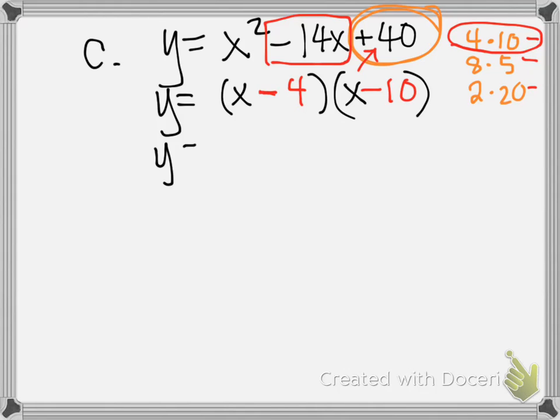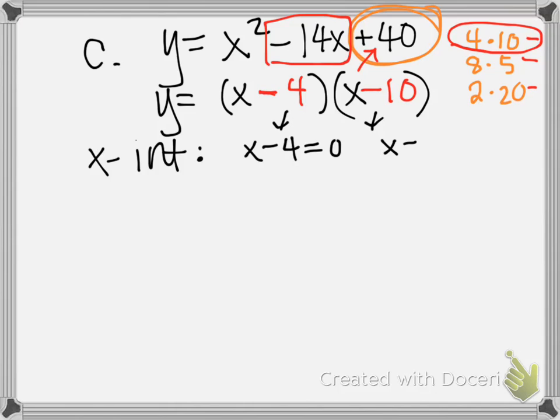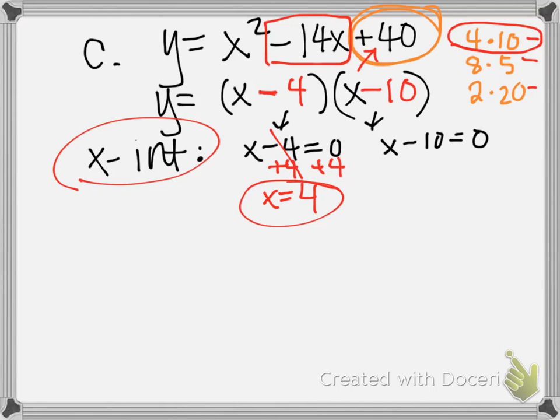Okay, now I need to get my x-intercepts, right? So my x-intercepts, remember, I get from solving both of these set equal to 0. So x minus 4 equals 0, and x minus 10 equals 0. And then I'm just going to cancel it out and solve for x. So plus 4 on this one. So x is going to be 4 for one of them, and plus 10 for this one. x is going to be 10 for the other, right?